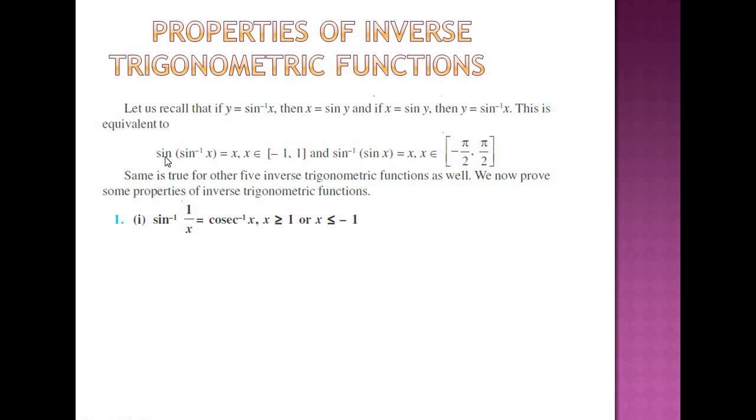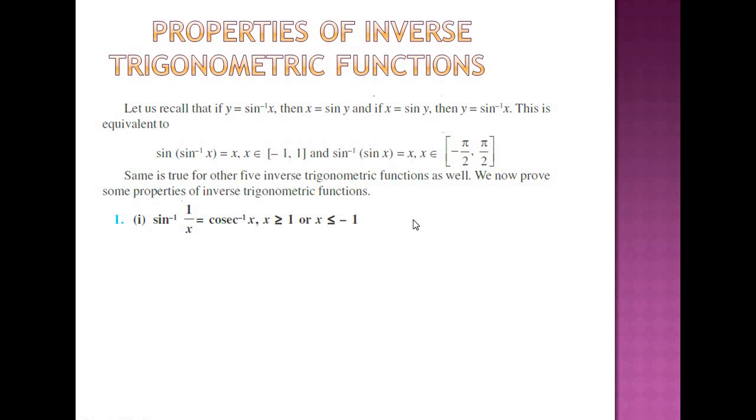So this is equivalent to sine of sine inverse of x, so this gets nullified, right? So it becomes x, where x belongs to the interval minus 1 to 1, and definitely it is different from sine inverse of sine x. Again it is x, but x will belong to the interval minus pi by 2 to pi by 2, because this talks about the value and this talks about the angle, right? So this is true for the other 5 inverse trigonometric functions as well.